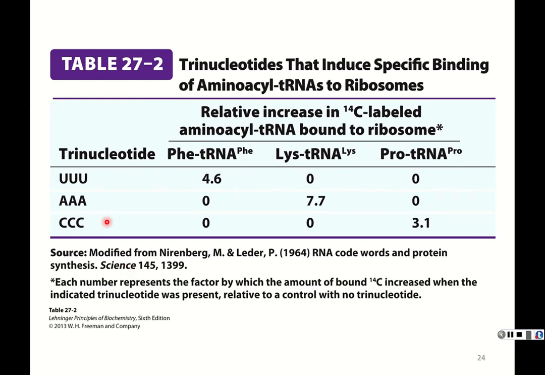They also determined certain trinucleotides that induce specific binding of amino acyl tRNAs to ribosomes using C14 labeled amino acyl tRNA. And they found that UUU was phenylalanine, AAA again was lysine, CCC was proline. So they used these 3 nucleotide repeats and found which amino acids they were.